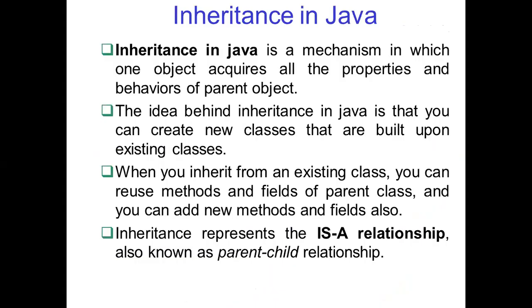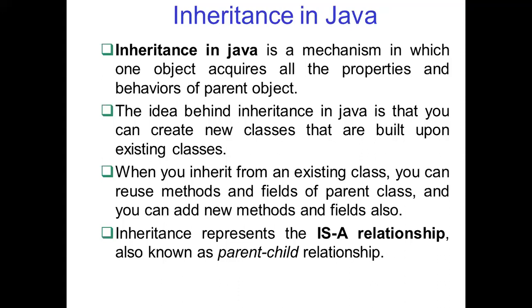You can see inheritance in Java. Inheritance in Java is a mechanism in which one object acquires all the properties and behaviors of a parent object. So that's another definition you're observing. You can see the various definitions.